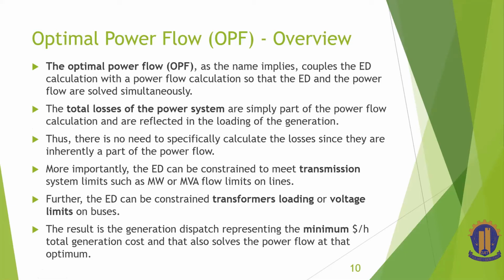The optimal power flow, as the name implies, couples the ED calculation with the power flow calculation. So here we also consider economic dispatch, meaning the generation cost for all generators in the system should be as minimal as possible.